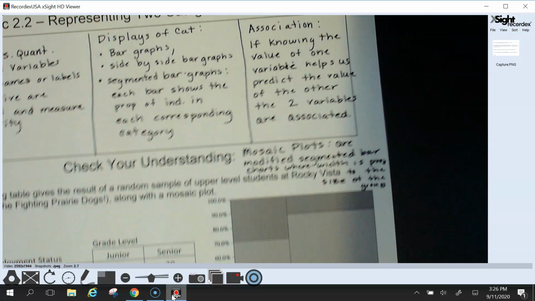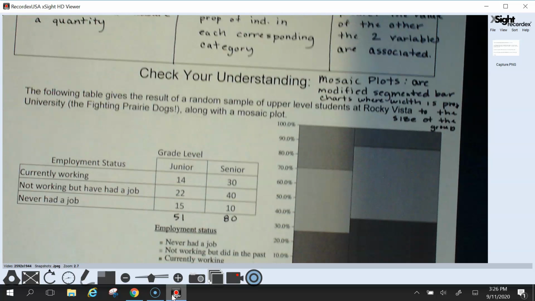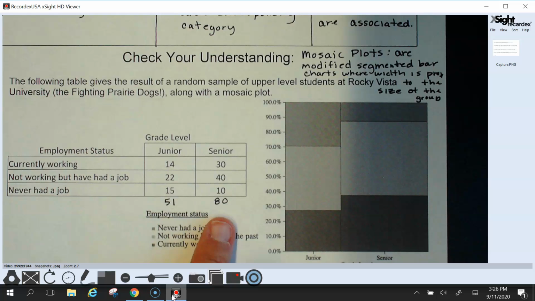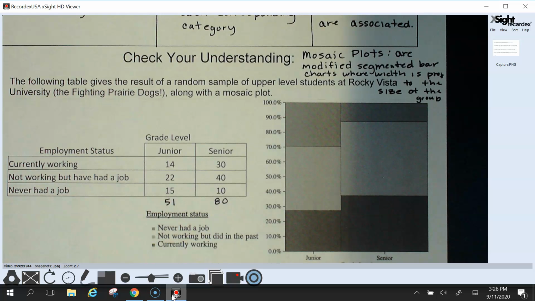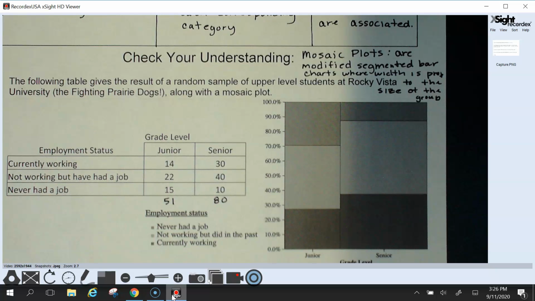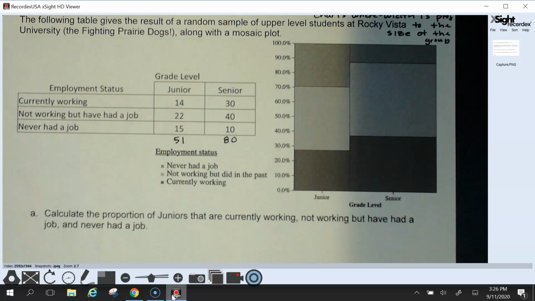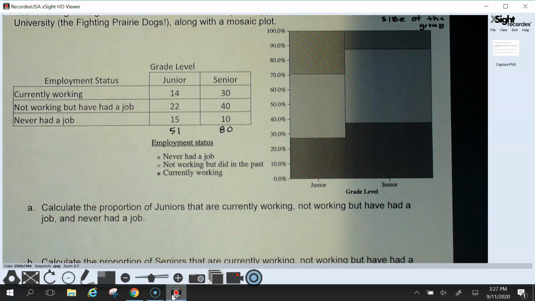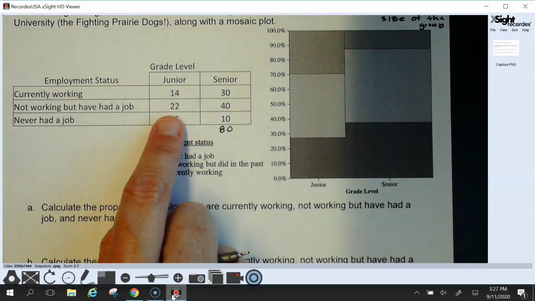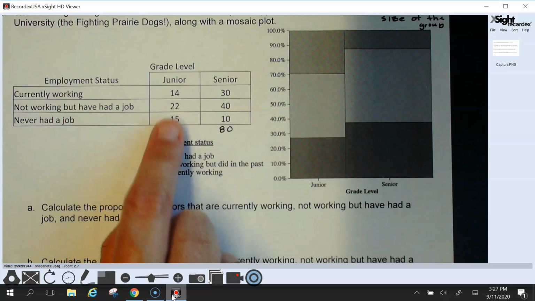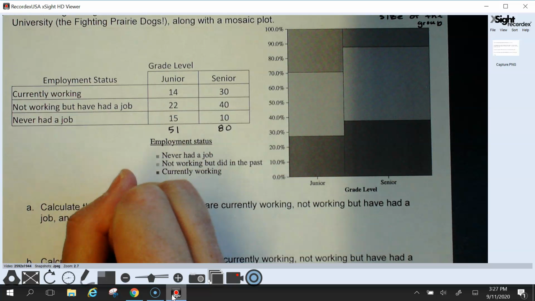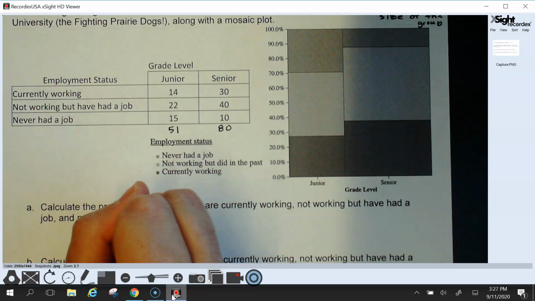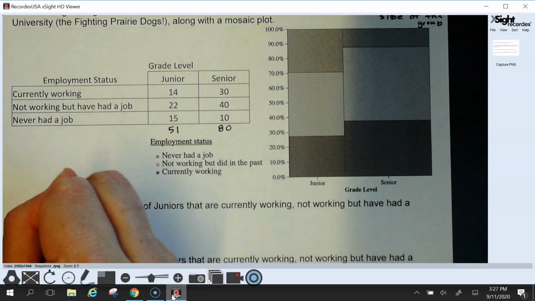So let's go ahead and look at some of these questions here. Now before we begin, I went ahead and I totaled these two categories right here, just because that might come in handy. Now the question here, it says calculate the proportion of juniors that are currently working, not working, but have a job and never have a job. Okay, so the ones that are currently working, not working, but have had a job and never had a job. So 14 out of 51. So those are currently working.